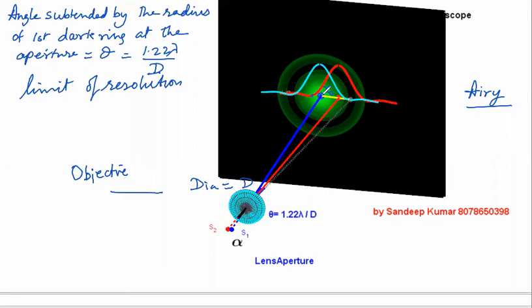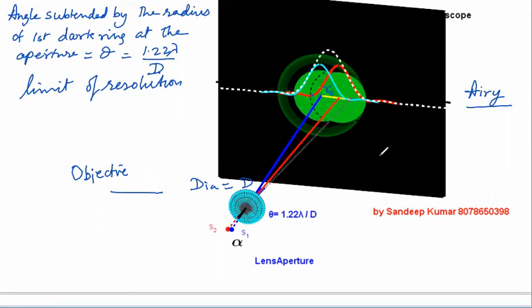When the center of the principal maxima of the first star lies inside the dark ring, then they are said to be not resolved. Here, in the rough diagram, this is the image when they are not resolved. The resultant graph, after superposition of the blue and red, is shown by the white graph. A single peak denotes that the stars are not resolved.